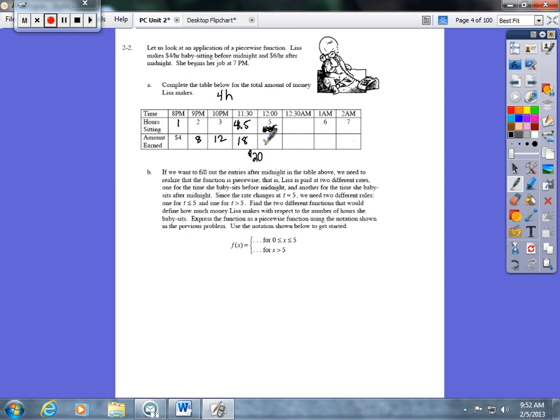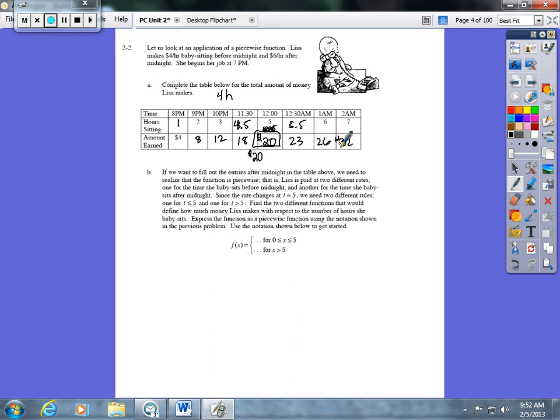Okay. At midnight, it would have been $20. So she still makes $20 up until midnight. So right here is 20. Okay. After midnight is $6 an hour though. Okay, so at 12:30 she made $3 in that half hour. So it's the $20 from before plus the half hour here, which would be $23. And then it's 20 plus the 6 here, which would be $26. And 20 plus 2 times 6 would be $12, would be $32. Okay, so that's what your table would look like.